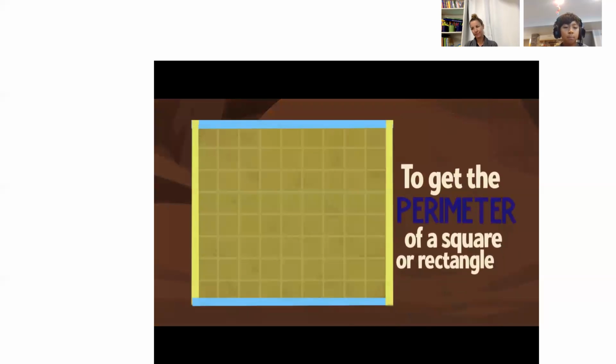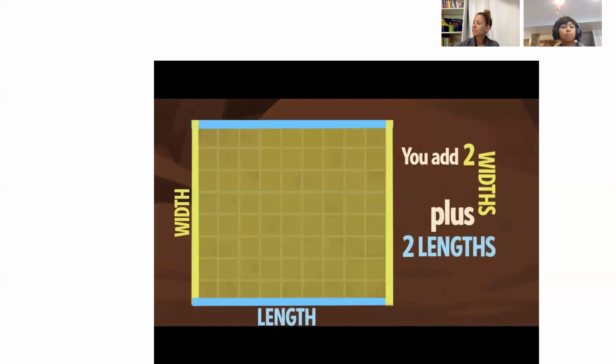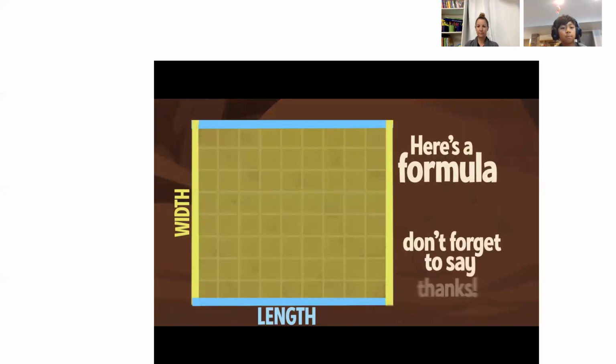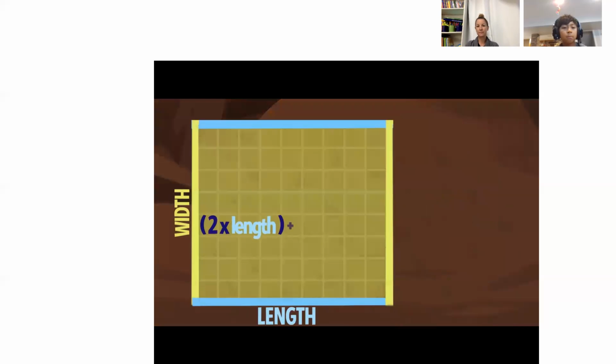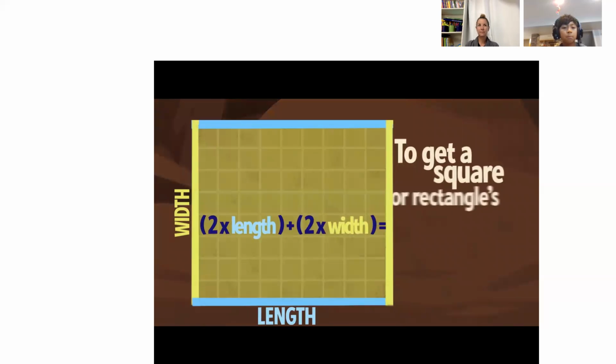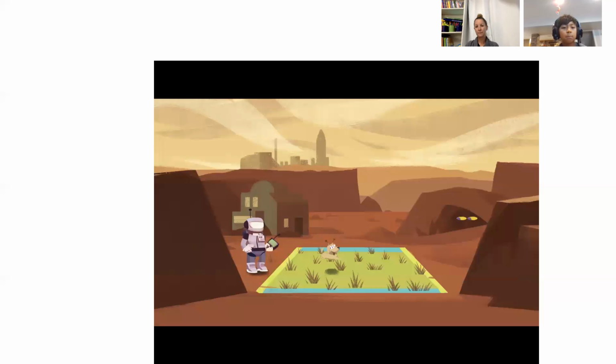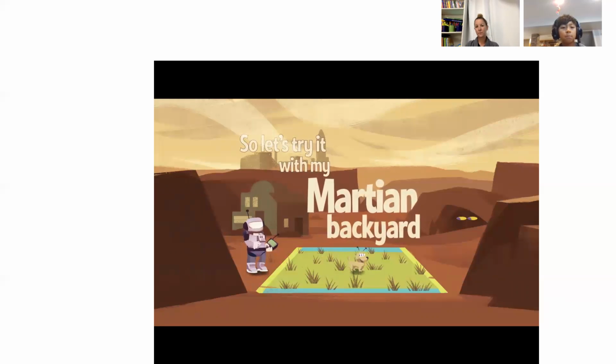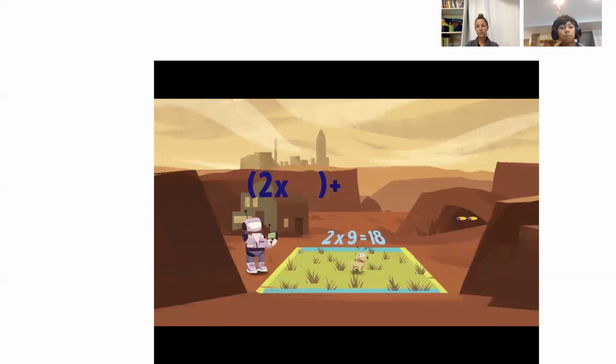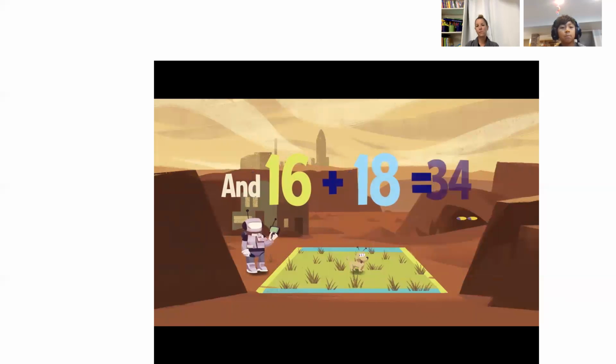So let's take a look from another angle. To get the perimeter of a square or rectangle, you add 2 widths plus 2 lengths. Here's a formula. 2 times length plus 2 times width to get a square or rectangle's perimeter quick. So let's try it with my Martian backyard. 2 times the length of 9 is 18. And 2 times the width of 8 is 16. And 16 plus 18 is 34.